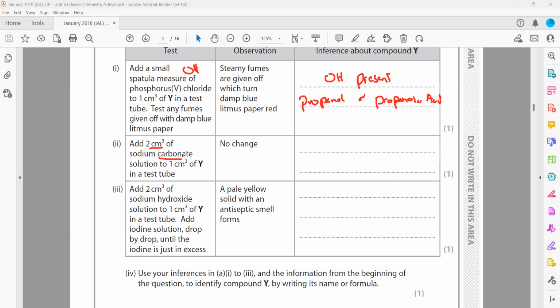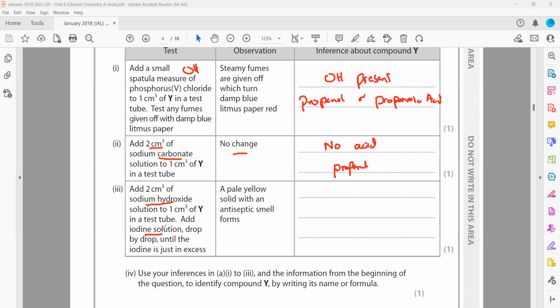Add 2 cm cube of sodium carbonate and there is no visible change. So with sodium carbonate, no visible change, it means it is an alcohol. If no reaction, there is no acid group. So if no acid, it gives an idea that it is propanol. Then sodium hydroxide was added, with iodine also.